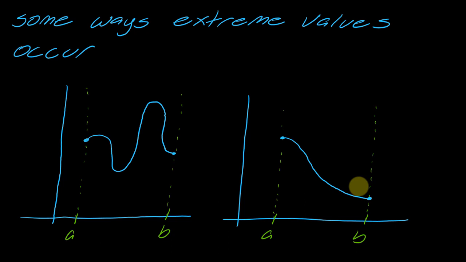So I have here just a couple of graphs, and we're just going to pick out the extreme values or the maximum and minimum in each. So in this case, I have a maximum here and a minimum here. So this is a case where the maximum and minimum occur on the interior points. So let's write that down.